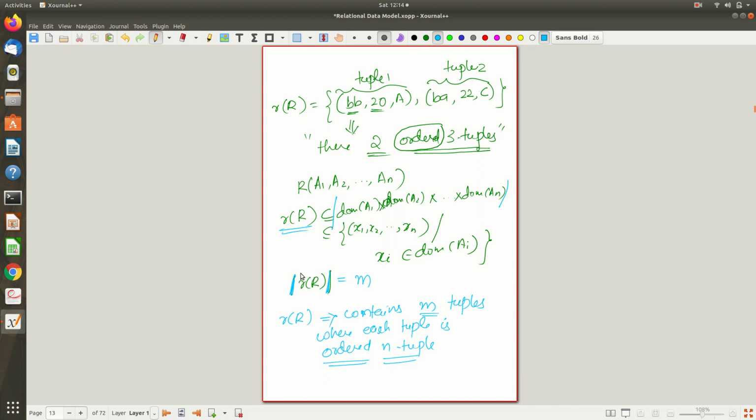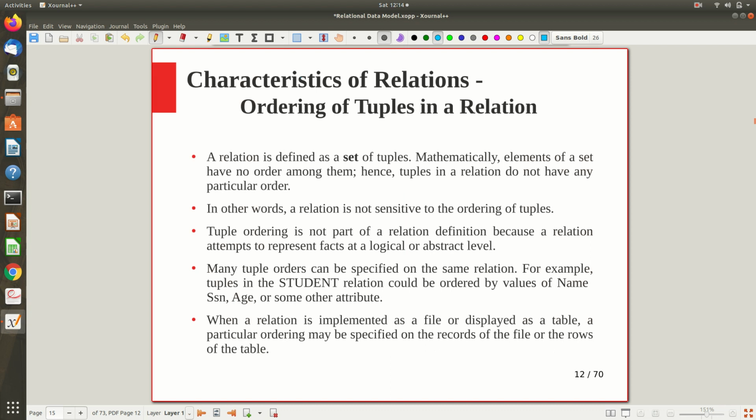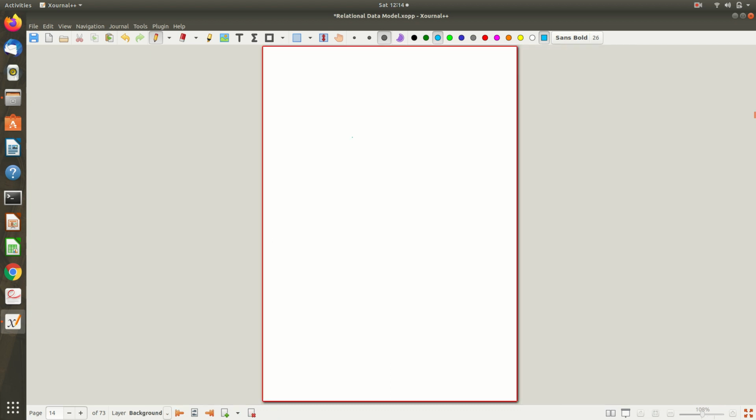Does this ordering matter always? If you want, you can change the basic definition of relation, and you can think of something different where the order of tuples doesn't matter. So the first thing I want to tell you is: what about the ordering of tuples in a relation?